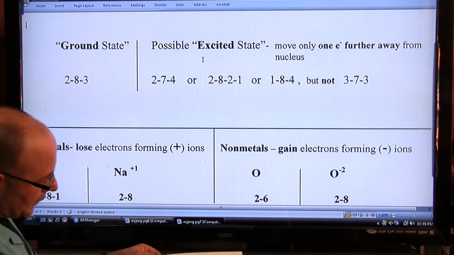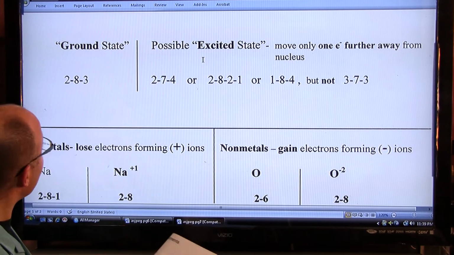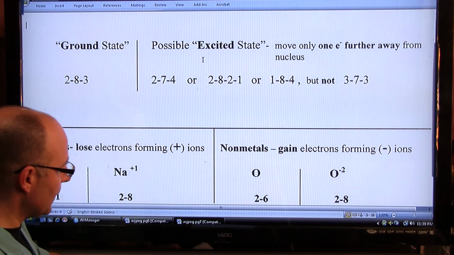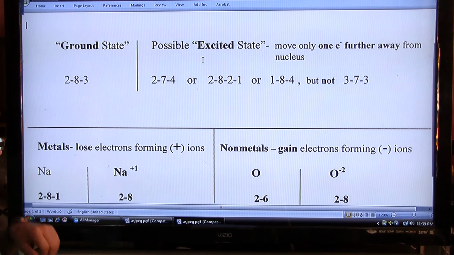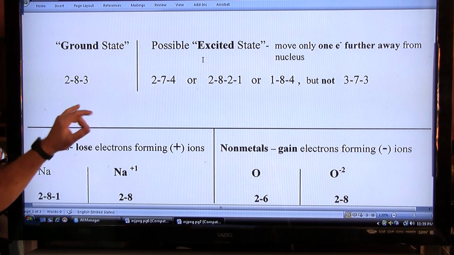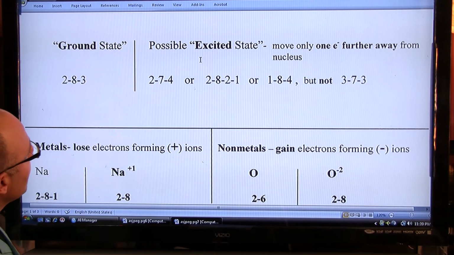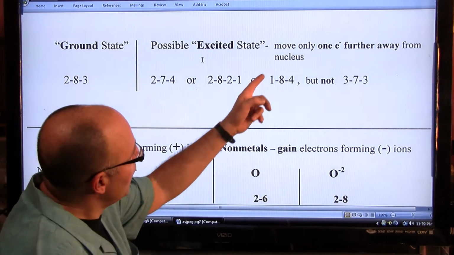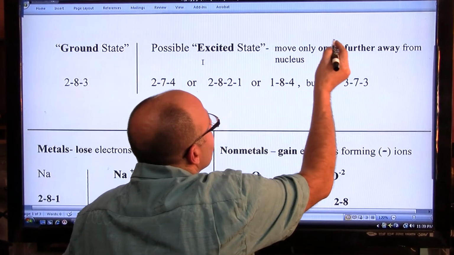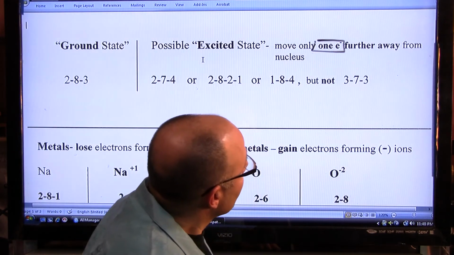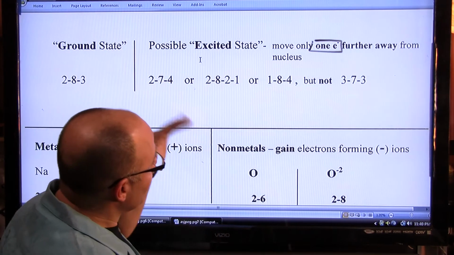And look up aluminum and you'll see that it says there 283. So that's the way the electrons are supposed to be when aluminum is unexcited or in the ground state. And then remember, any one of these electrons can move to an orbit further away when it absorbs energy. So in order to get a possible excited state, and there are many, what you want to do is move only one electron from where it is to an orbit further away from the nucleus.